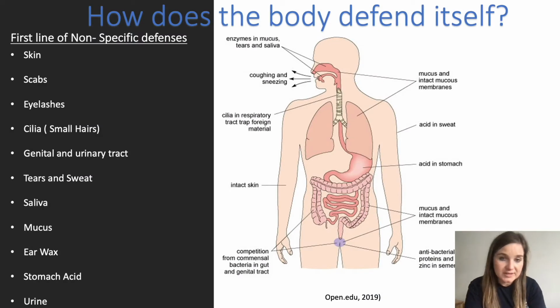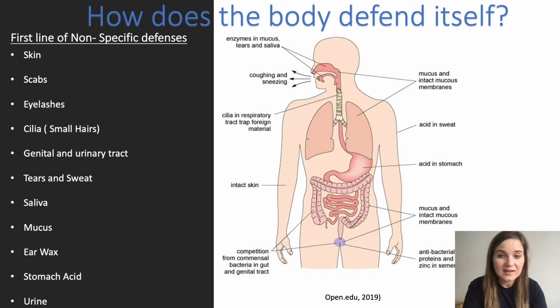So how does the body defend itself? The body has specific and non-specific lines of defence. I will look at non-specific defences in which there are two responses. The first line of defence are chemical and physical barriers that do not distinguish between specific pathogens. They act in the same way whatever the type of pathogen it is. So let's take a look at these barriers and how they can prevent infection.